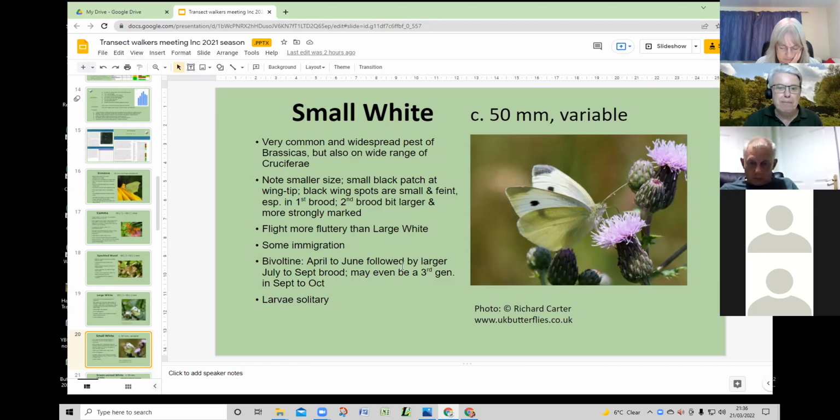The markings vary with the season. Usually the first brood is quite small with pale marks, so the ones we'll see in the next few weeks will not have strong marks. The later ones are larger with much stronger marks. And you know the difference between a male and a female: the male has one spot on its forewing, the female has two spots.